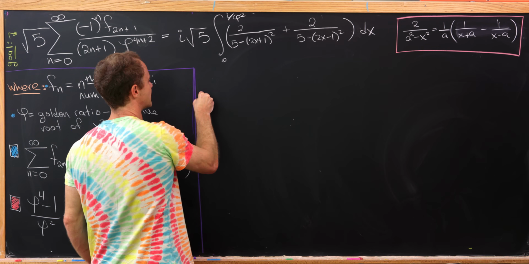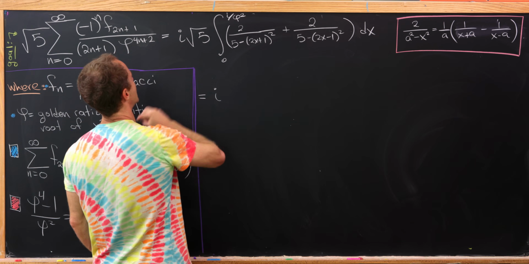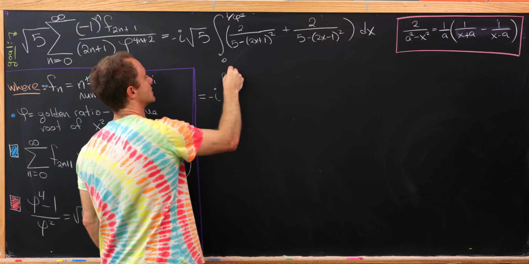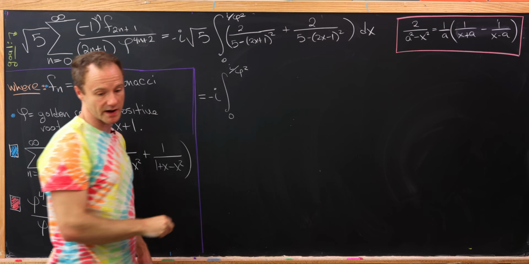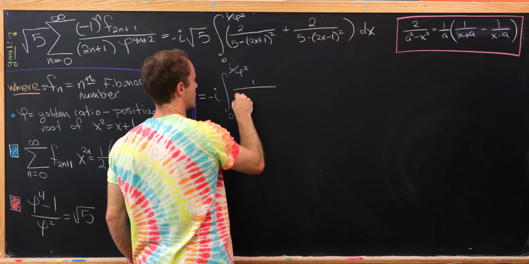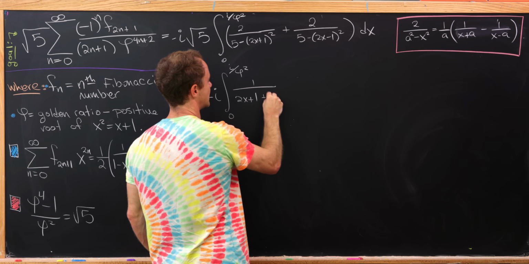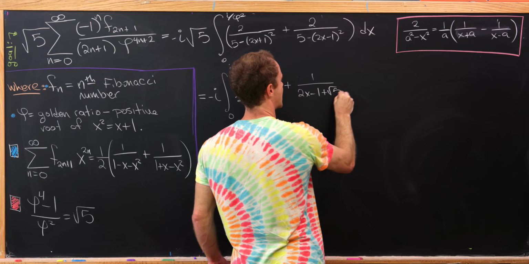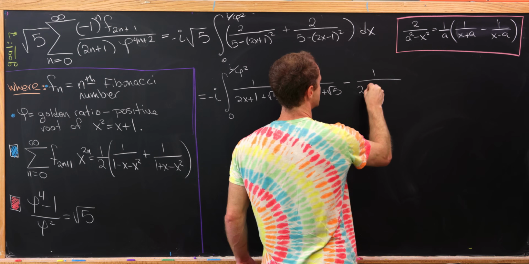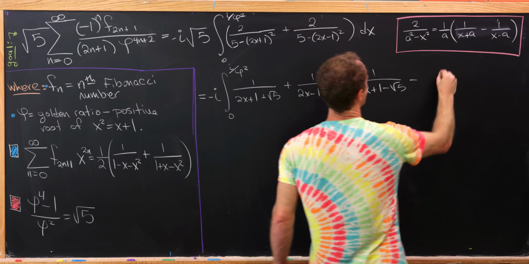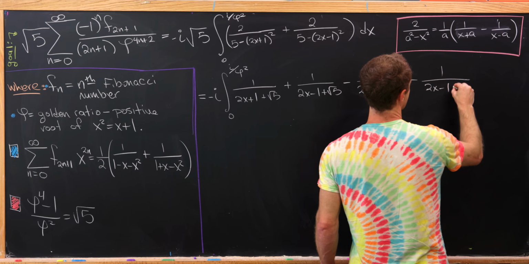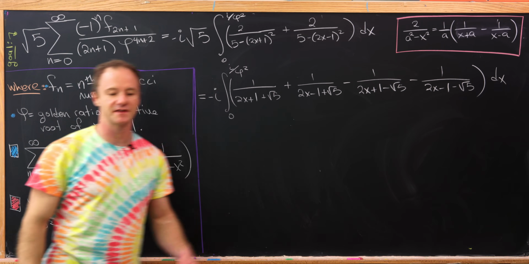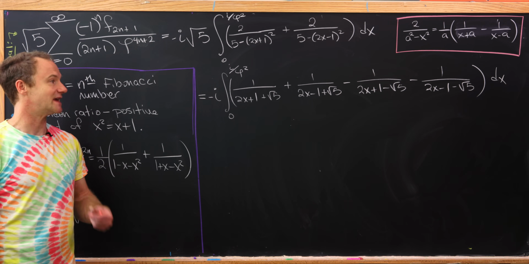Okay, so that's going to leave me with the following object. I think that should have been a minus i. And then I'll have the integral from 0 to i over phi squared. And then we'll have 1 over 2x plus 1 plus the square root of 5, plus 1 over 2x minus 1 plus root 5, and then minus 1 over 2x plus 1 minus root 5, and then minus 1 over 2x minus 1 minus root 5. So I reordered everything to put the pluses and the minuses together, but I think that's okay. But now where can we go from here?